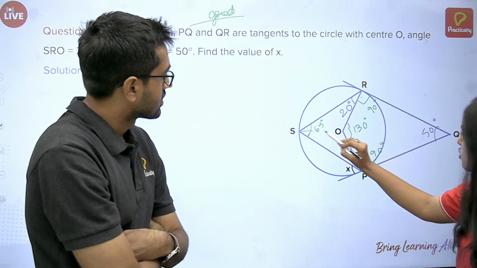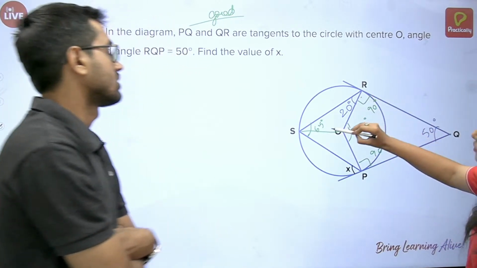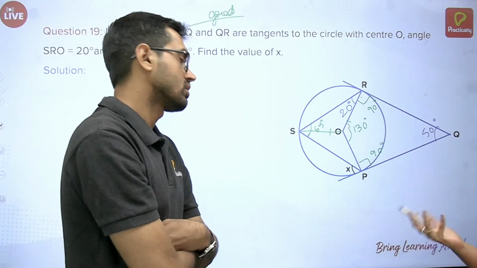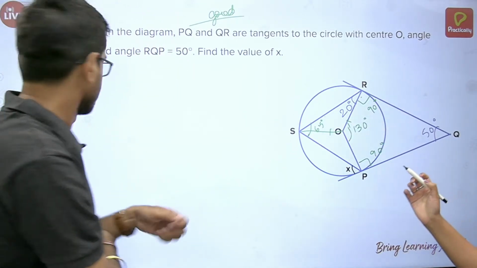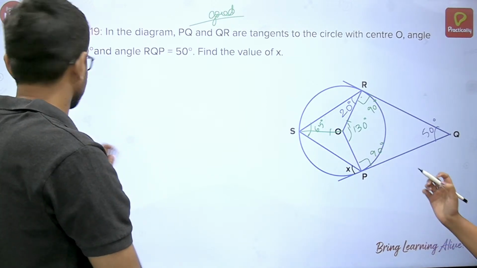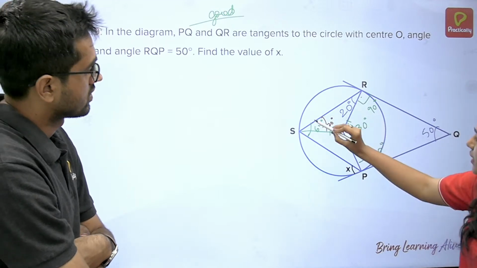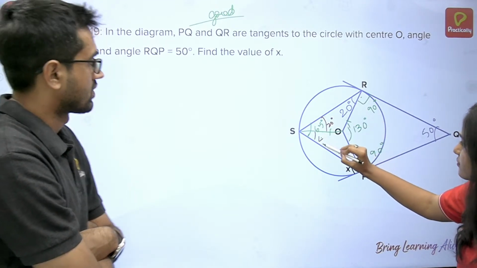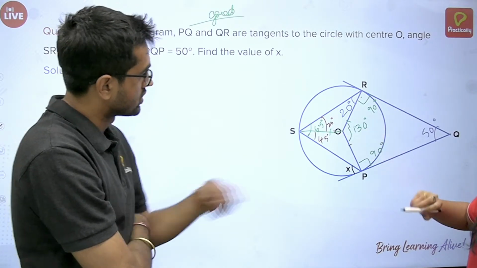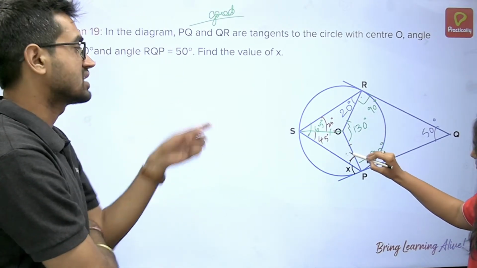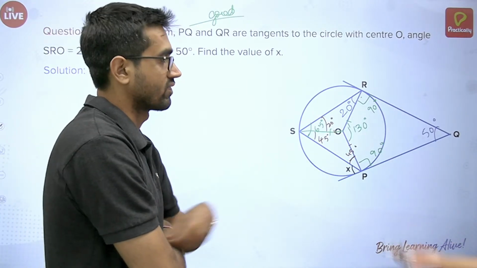Now join SO. SO is a radius. Now OR is equal to OS, both are radius. So the base angles are equal, so this is 20. Let me change the color. So this is 20. If this is 20 and this is 65, this is 45. Again, OS is equal to OP, radius. So this is 45. This is 45. But that's a straight line, so 180. So x is also 45. 45.